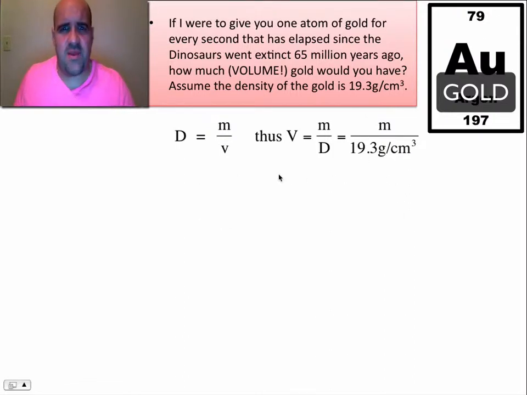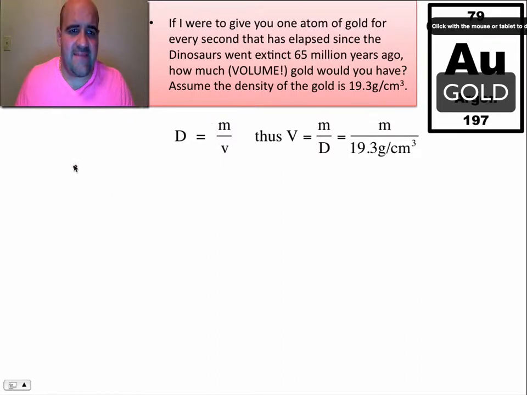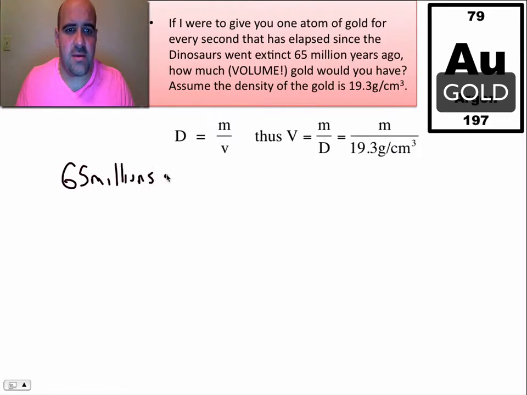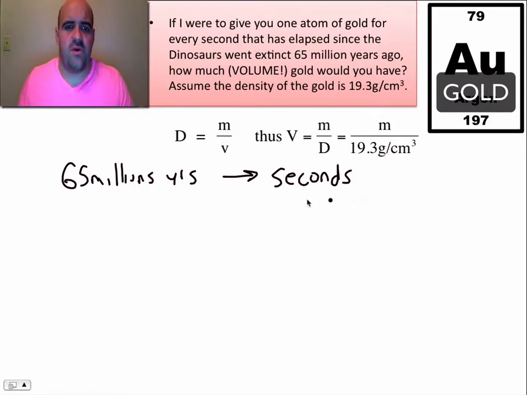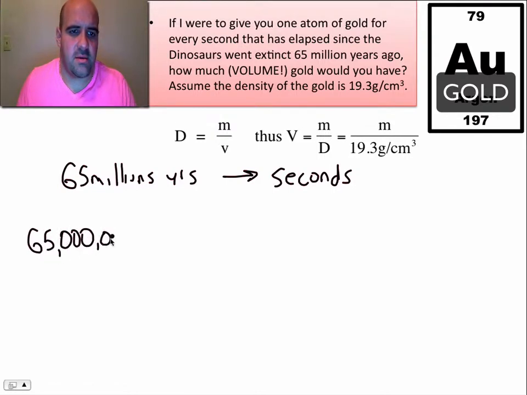So the first thing we need to realize is that I'm giving you one atom of gold for every second that goes by. And a total time of 65 million years went by. So what you really have to do is you have to convert 65 million years into seconds. And that'll tell you the number of atoms of gold you have. So we take 65 million, and that's going to be 6 zeros, years.